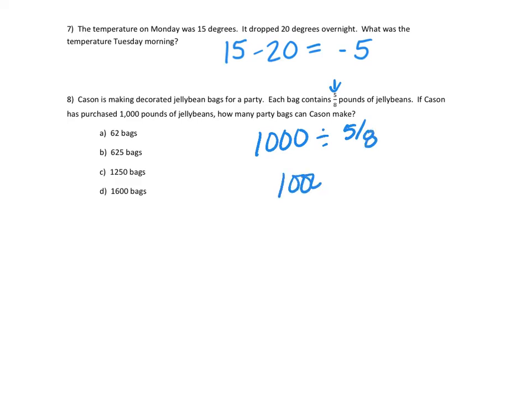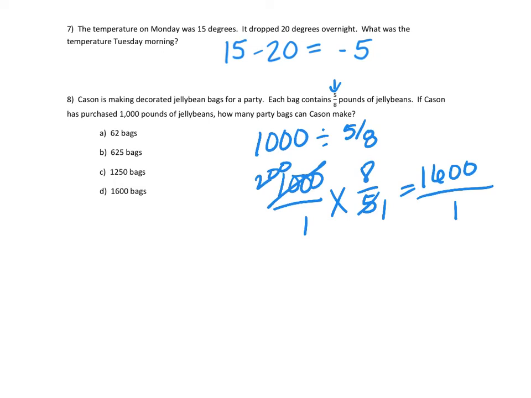So 1,000 over 1. Keep, change, flip. Can I simplify? Yes. And I want to. 200 times 8 is 1,600. 1 times 1 is 1. There we are at 1,600 bags. Okay, I know I'm going quick, but I'm trying to make it all in one video.